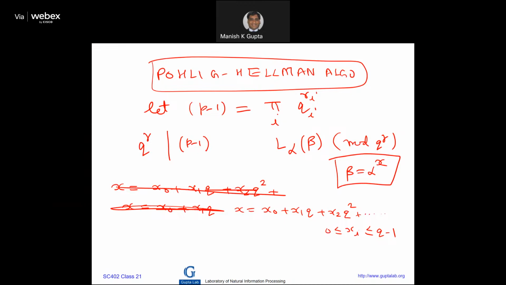Then I can compute x mod q raised to power r, because now we are working on this system, right? So we are computing discrete log with respect to mod q raised to power r, right? So x is something like this, our assumption. Now I'll compute what is this value, mod q raised to power r. You will see that the expression is a little bit simple, and that can be used to compute the value.